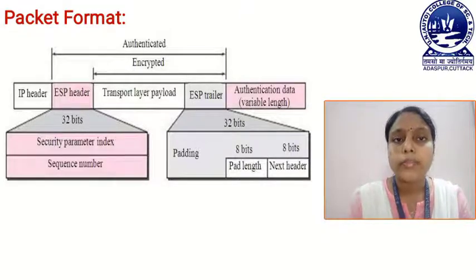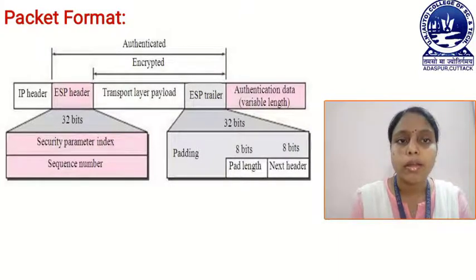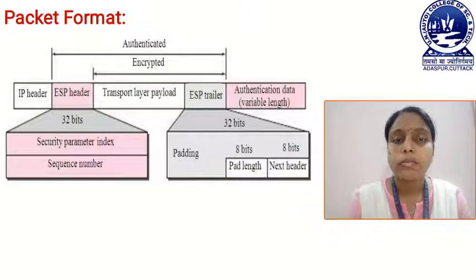Now look at the ESP header. Here the ESP header is a 32-bit field and it contains the security parameter index and the sequence number. Now look at the ESP trailer. The ESP trailer field is also a 32-bit field and it contains padding, an 8-bit pad length and an 8-bit next header. From the ESP header field to the ESP trailer field, it provides the authentication. And the transport layer payload to the ESP trailer is encrypted.